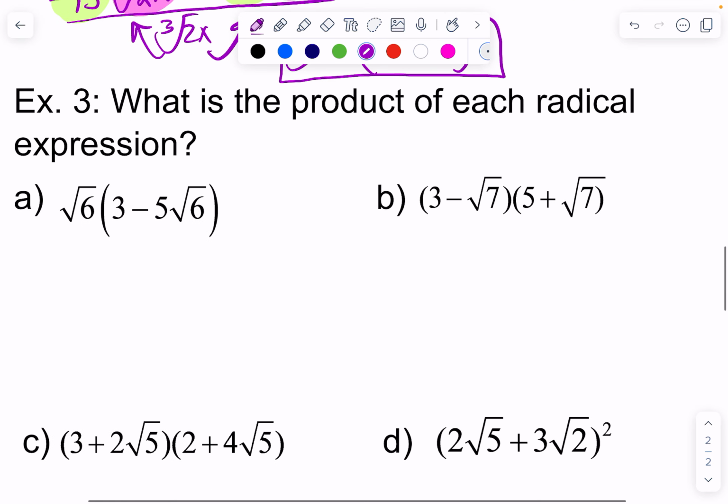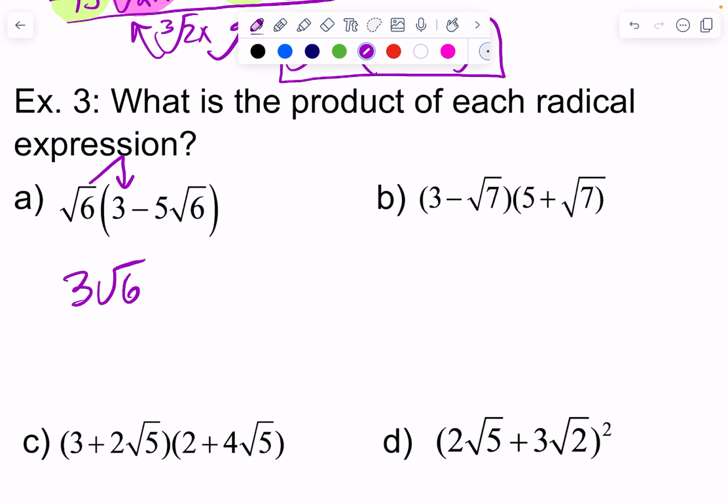Okay, so how about when we're multiplying radicals and also polynomials made up with radicals? Well, we're going to distribute and we're going to multiply and use FOIL just like regular numbers. And we're going to use our radical skills. So we have 3 times the square root of 6, and then minus 5 times the square root of 6 times the square root of 6 equals 6. So I have 3 square roots of 6 minus 30.